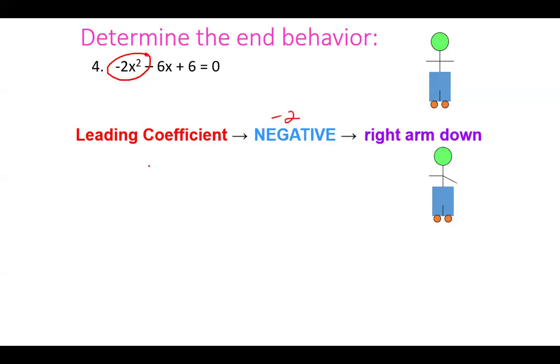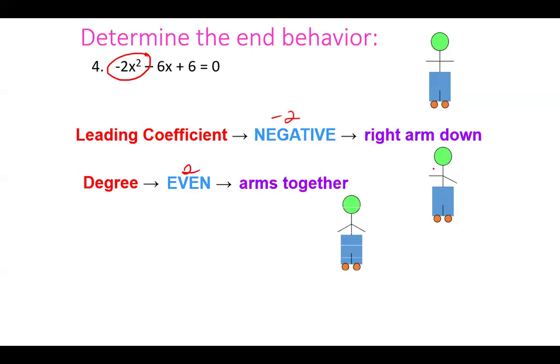Next, looking at our leading term, we're going to look at our degree. Our degree, is it odd or even? It's even because we have a positive 2 as our degree, which means that our left side is going to be doing the same thing. It's going to come down. So we're shimmying on down, shimmying on down. This is our work, not our answer.